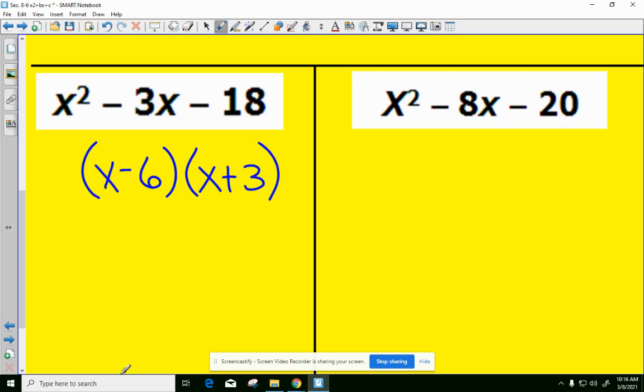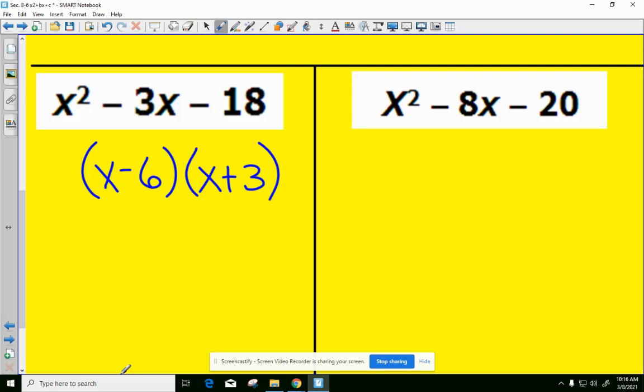So it doesn't matter whether you put the x plus 3 first or second, but it does matter which one gets the negative. In this case, because I was going to add to a negative 3, I was going to have more negatives than positives. So even though negative 3 and positive 6 still get you to negative 18, it doesn't work for the middle. So you had to make sure the negative was attached to the 6.